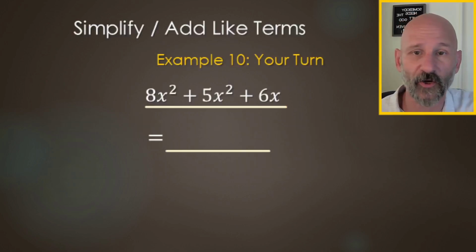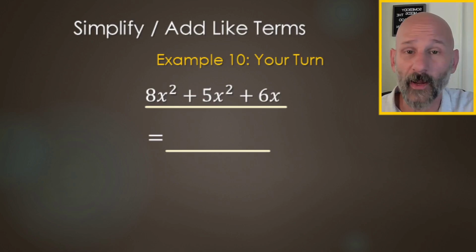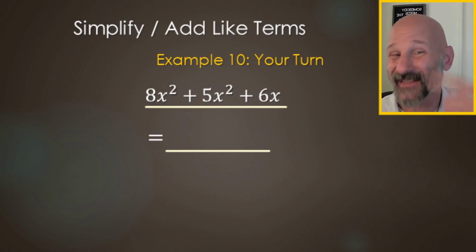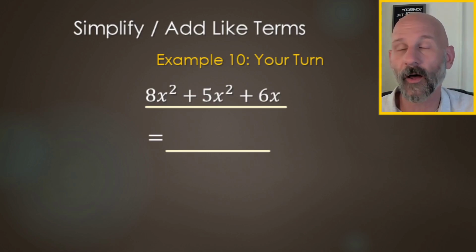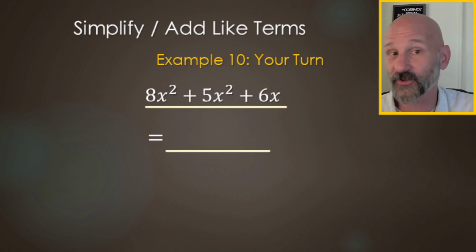Another bonus question here. This one also, try this one out on your own. Pause the video, then come on back to see how you did. So remember, with adding like terms, same variables and same exponents, okay? So now the terms that we're looking at are x squared terms and x terms, okay?